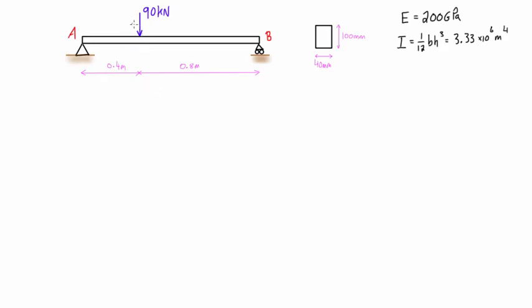We're basically going to have to find the strain energy that's built up on the left side of the point load and then also on the right side, add those together, and we're going to find the total strain energy. So let's get started here.